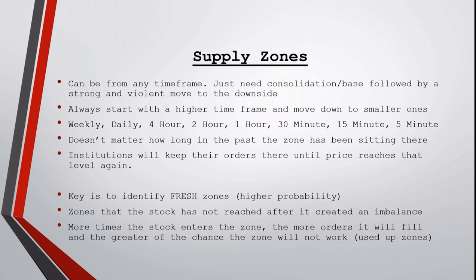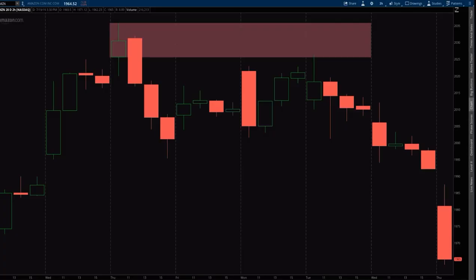Used up zones will be less probability. There'll be lower probability trades because the more orders it will fill and the greater the chance the zone will break and will not work.